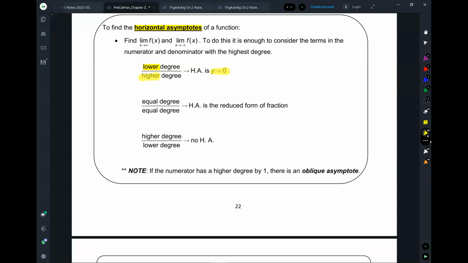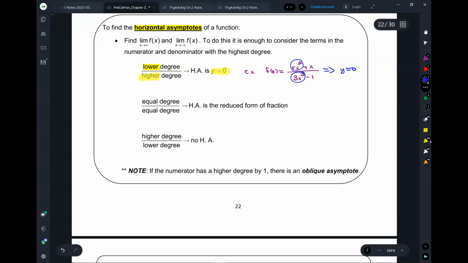Okay, so for example, suppose f of x is equal to 5x squared plus x over 3x cubed minus 1. All you do is compare this and this term. More x's on the bottom automatically means the horizontal asymptote is y equals 0. If they have equal degrees, then the horizontal asymptote is the reduced form of the equation.